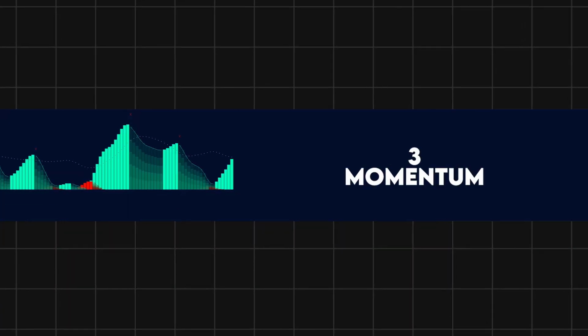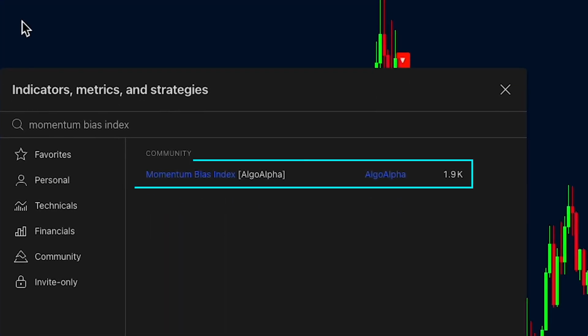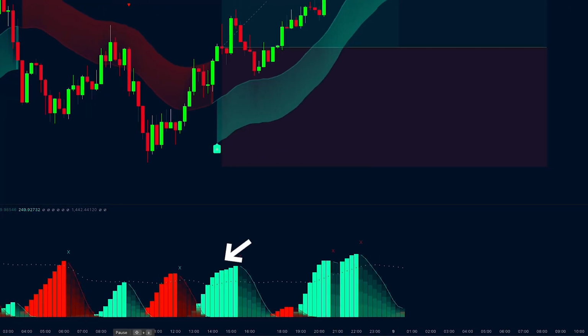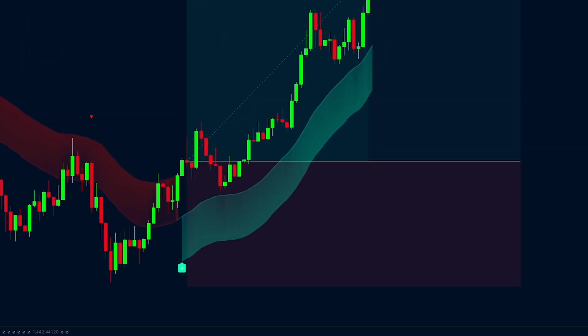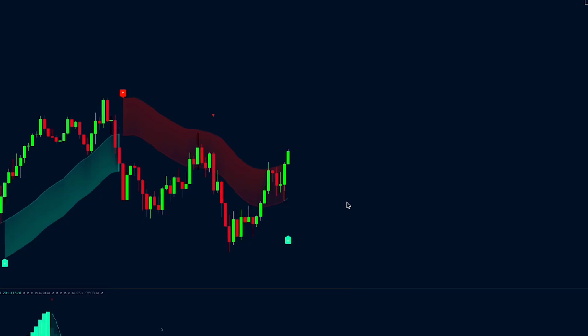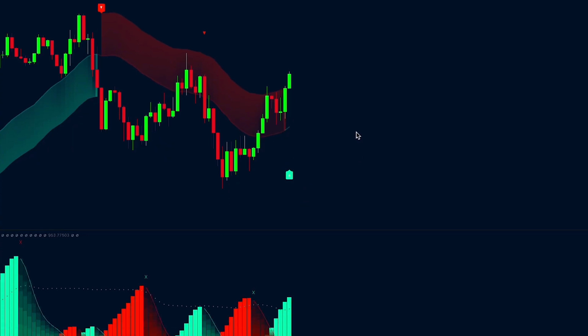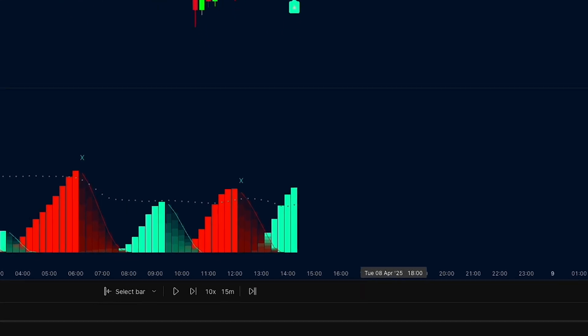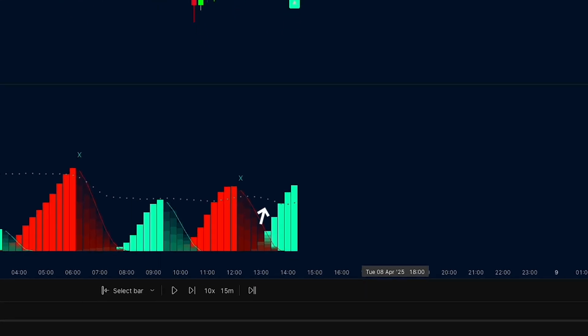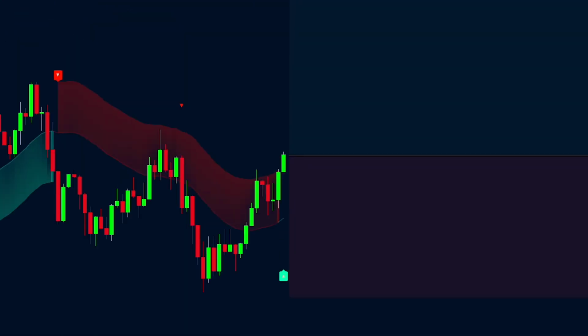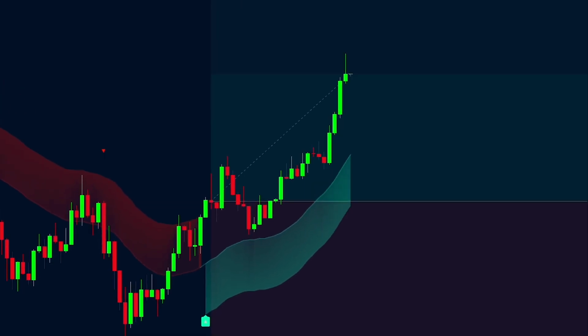Strategy 3 is my favorite, but we're going to add the momentum bias index. When this thing confirms your zero lag signals, the win rate goes through the roof. For longs, first, you wait for your zero lag signal. Big arrow or mini arrow, doesn't matter. Then, look at the momentum bias index. You want to check for a bright green histogram and make sure it closes above the dotted line. When this condition is met, you've got a high probability setup.